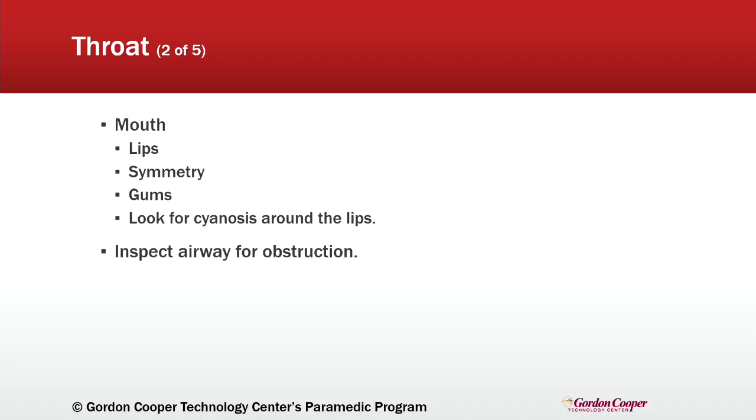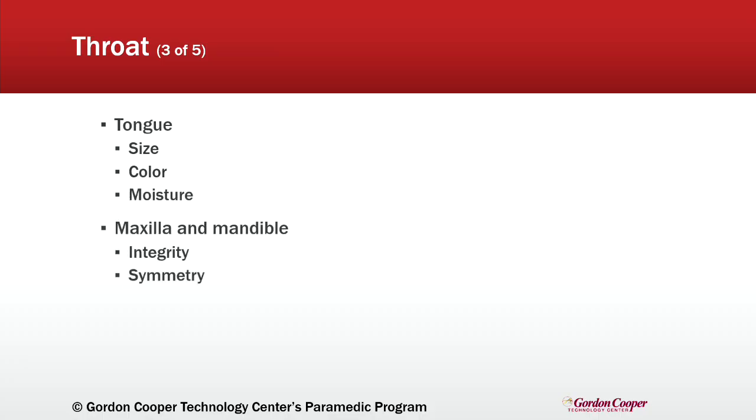When assessing the mouth, look at the patient's lips and check for asymmetry. Inspect their gums and look for cyanosis around the lips, which is a sign of poor oxygenation. Finally, inspect the airway itself for any obstructions. When examining the tongue, check its size, color, and moisture. You should also check the maxillae and the mandible for their integrity and symmetry, making sure that there's maybe not a fracture or something there.